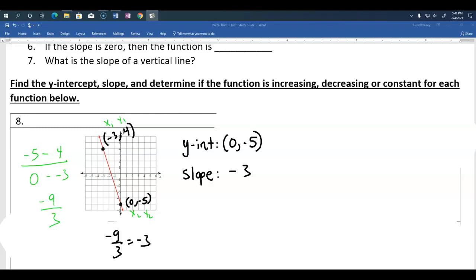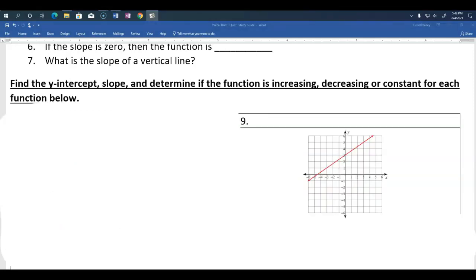Then we have to decide whether this function is increasing, decreasing, or constant. Since my slope is negative, or since the line is moving down as we go right, we would say that this function is decreasing. Okay? So those are the 3 parts to number 8. Let's move on to number 9.